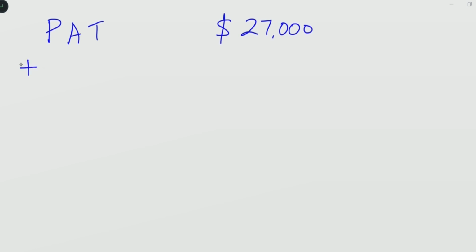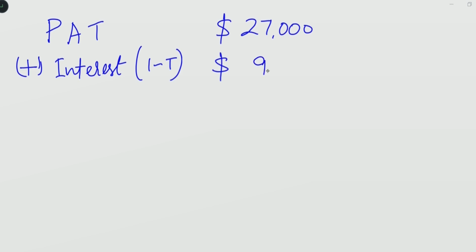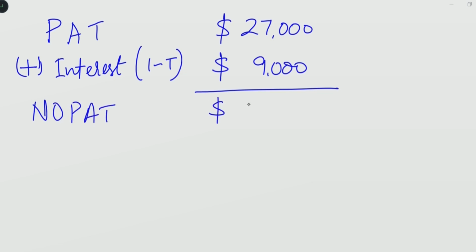To this we add back interest into 1 minus tax rate, interest into 1 minus T, and if I compute interest into 1 minus T, it will be $9,000. And therefore what we get is NOPAT, that is $36,000. Few things that I would want to clarify.